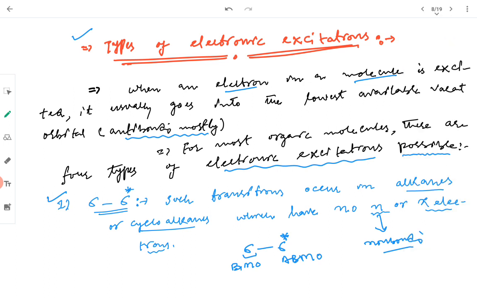Now we'll deal with different types of electronic excitations. That was about the ground state and the excited state. In organic molecules, there are different kinds of bonds. You have sigma bonds, you have pi bonds, you have sigma electrons, pi electrons, and non-bonding electrons. So depending upon the structure of the molecule, different kinds of electronic excitations are possible. When an electron in a molecule is excited, it usually goes into the lowest available vacant orbital, which is usually an antibonding orbital. And for most organic molecules, the following transitions occur.